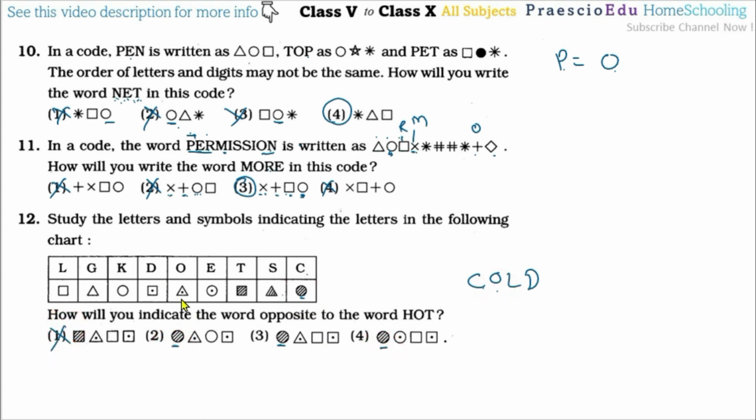Then O means this triangle with a dot inside. This is shown in options 2 and 3. Option 4 is a different one. Then L means a square-like shape. So option 3 is correctly shown, and option 2 is a different one. Then D has this symbol, which is correctly shown. That's why option 3 is the correct one.